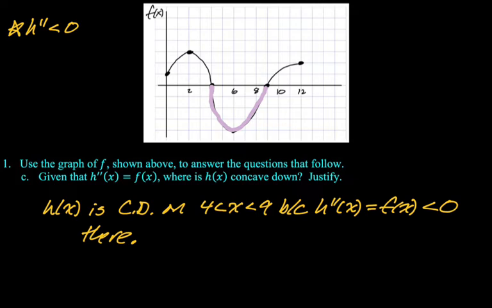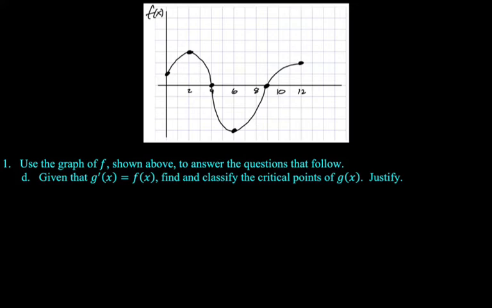Next question. This is a pretty quick one because it's just reading this graph. Given that g prime is f of x, so now we're looking at the graph of the derivative again, find and classify the critical points of g of x. To find the critical points, that's where the derivative is 0 or undefined. The derivative is never undefined. So at 4 and at 9, those are our critical points. So let's write that down.